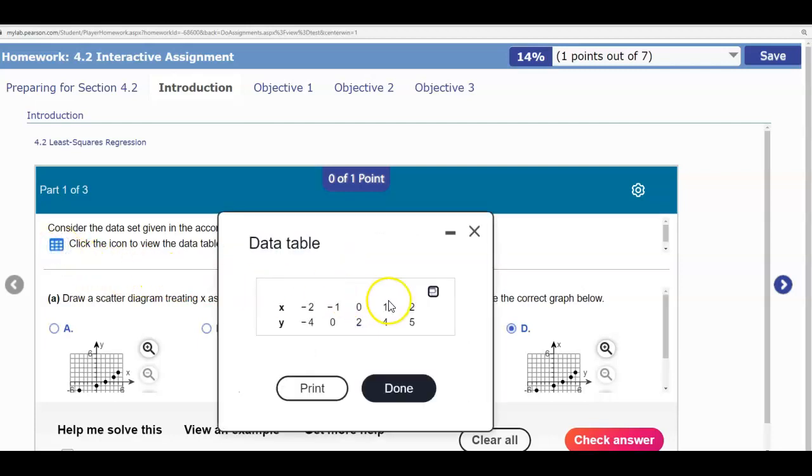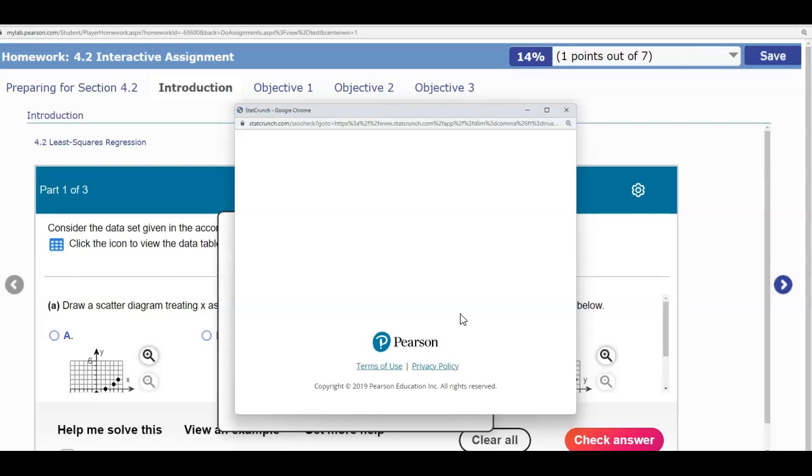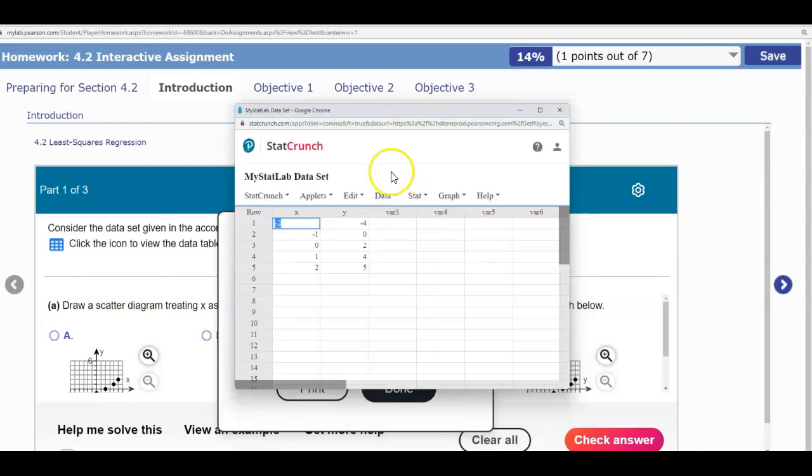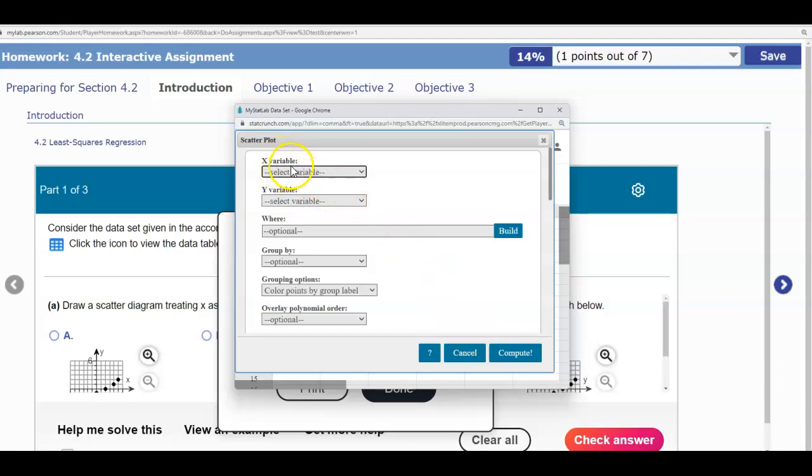So I'm going to go ahead and open up this data into StatCrunch. And then what I'm going to do is create a scatter plot. So I'm going to select graph, scroll all the way down to where it says scatter plot. I'm going to make sure the X variable is the X, which is the explanatory variable, and then the Y variable is the response variable.